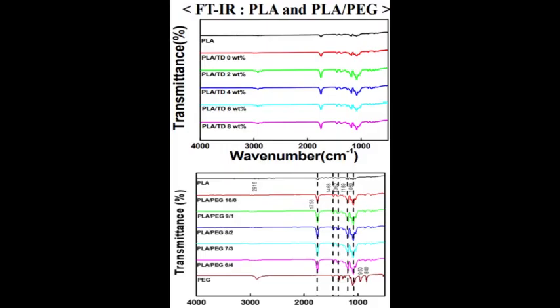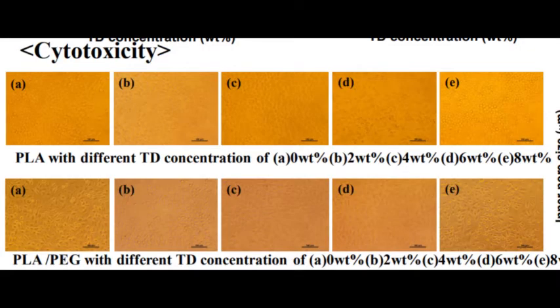As a result of FTIR analysis, a specific peak of the reagent appeared, indicating that it was well mixed and manufactured. PEG has good miscibility with PLA because the terminal hydroxyl group of the PEG molecule can react with the carboxyl group of the PLA molecule. The cell viability was all over 70%.